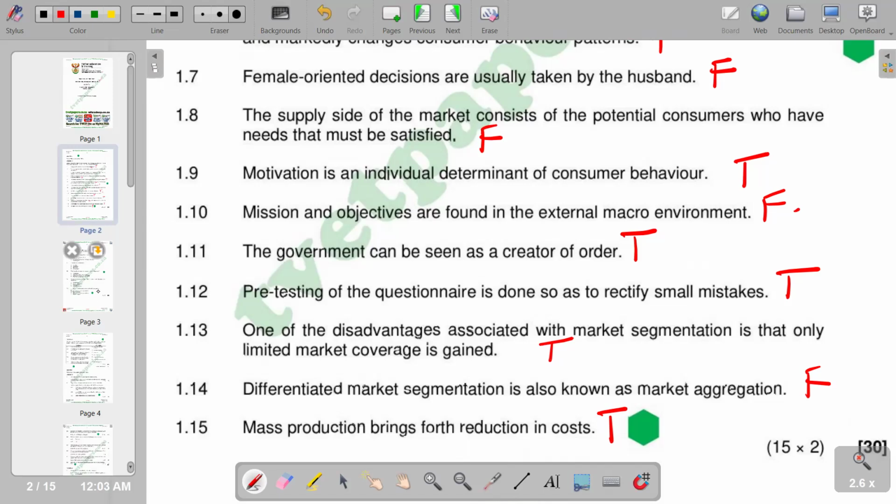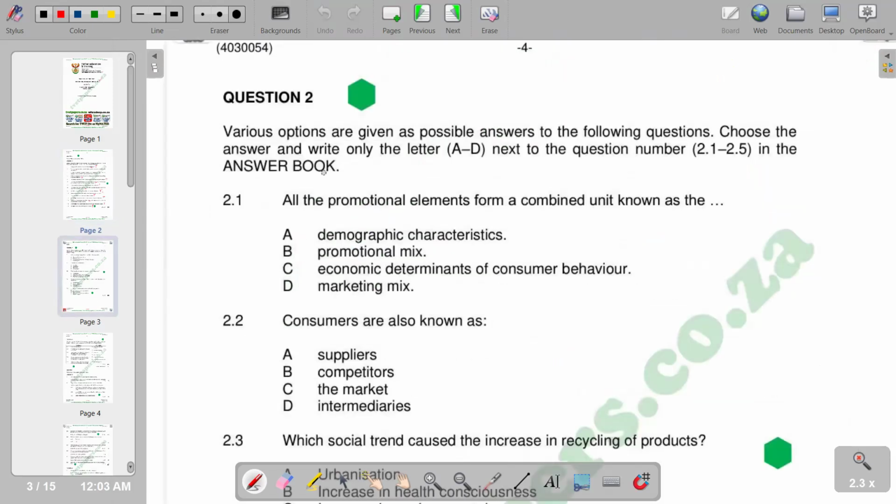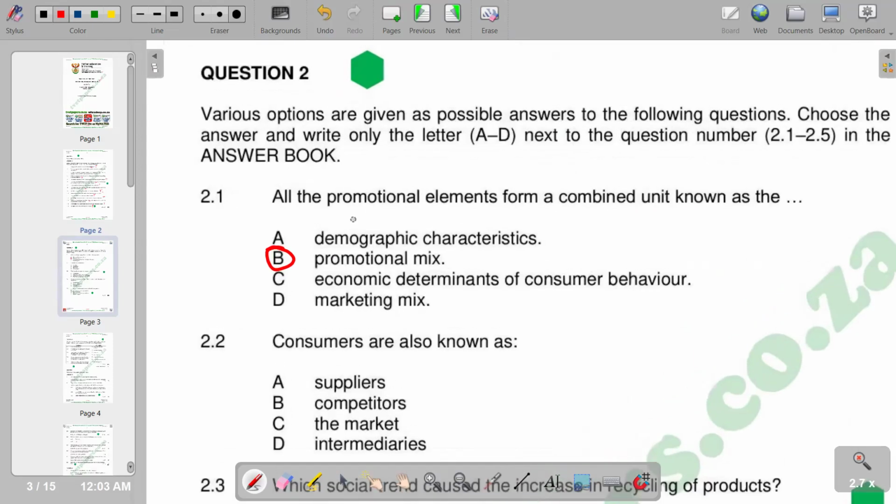Then we move on to question 2. So on question 2, it's our multiple choice section. 2.1, all the promotional elements form a combined unity known as the. So you'd say that this is the promotional mix. We have B as the correct response. And then we move on to 2.2.